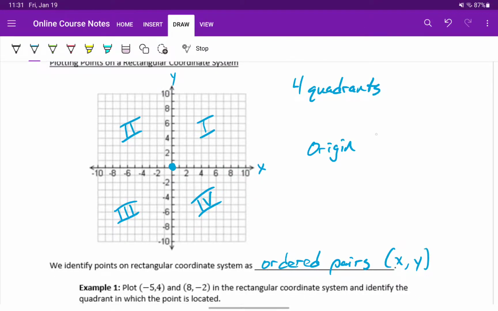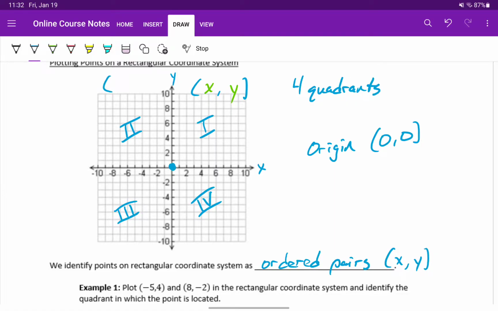For instance, the origin can be identified as 0, 0. It's the point where both our x and our y values are 0, and then as we move left, right, up, or down, those values start to change to get larger or smaller than 0. In the first quadrant, we see that both our x and our y values are positive, as we already mentioned. So any point that exists in the first quadrant will have a positive x coordinate and a positive y coordinate.